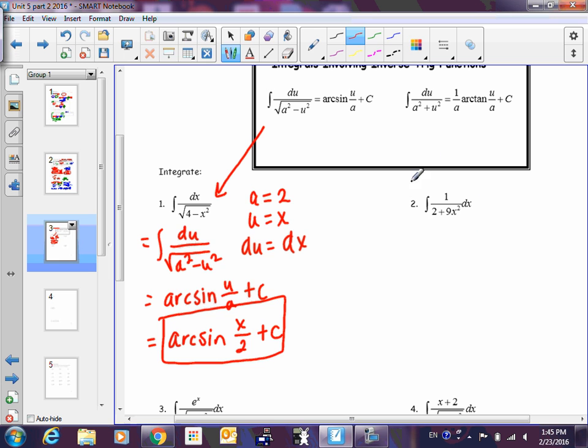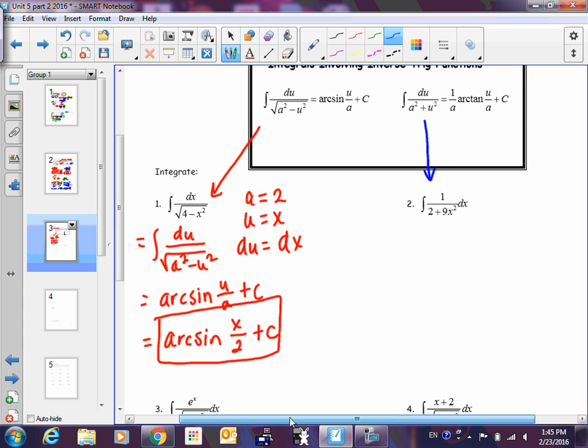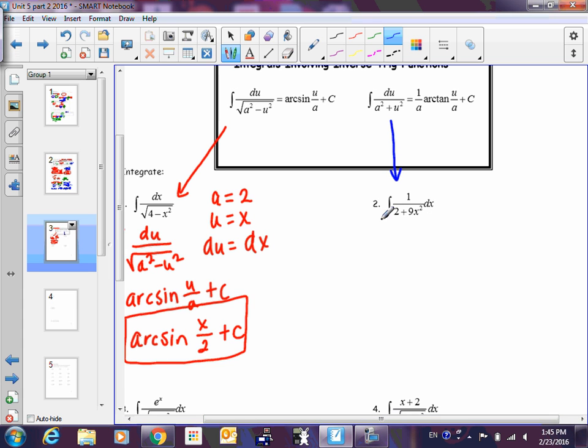All right, so let's look at example 2. You can see that this is different. There's no square root. There's not a minus. There's a plus instead. It looks very similar to that formula. So once you've kind of identified whether you're using arcsine or arctan, you're going to go off to the side and you're going to do A, U, and DU. All 3 things.